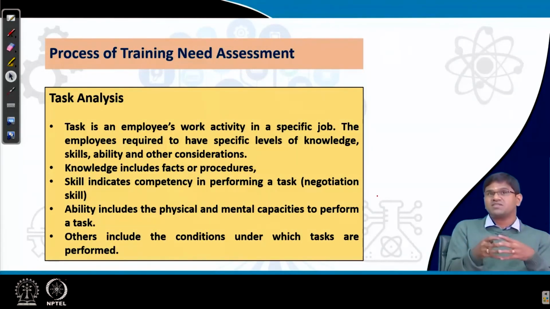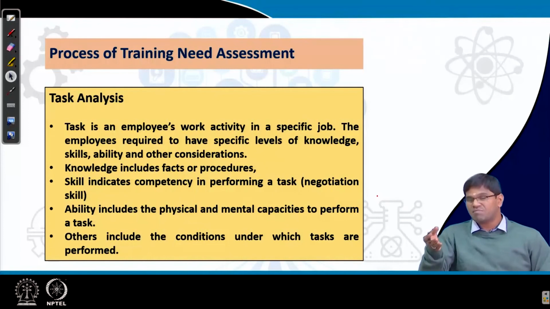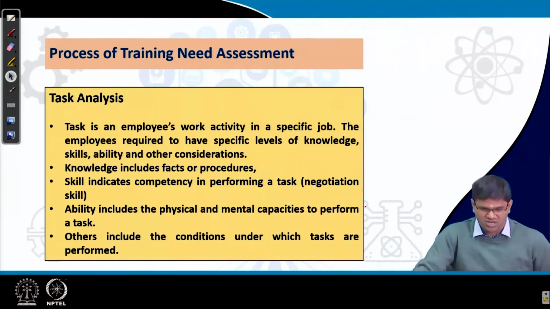Okay, what type of skill levels and ability are required for performing the particular job. It also talks about knowledge, which includes facts and procedures, and ability, which refers to the physical and mental capacity to perform the task. We are also talking about working conditions, which are part of the task analysis.